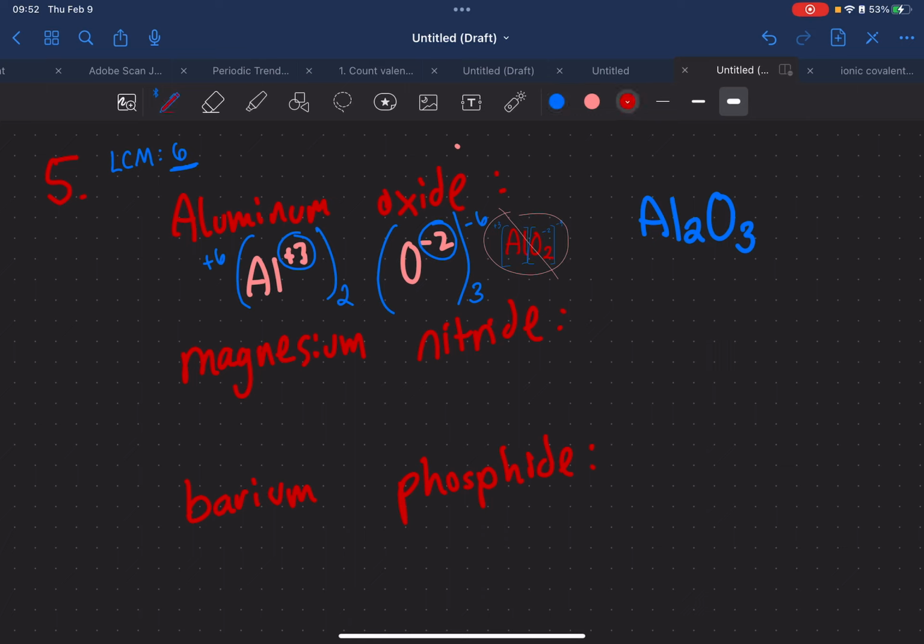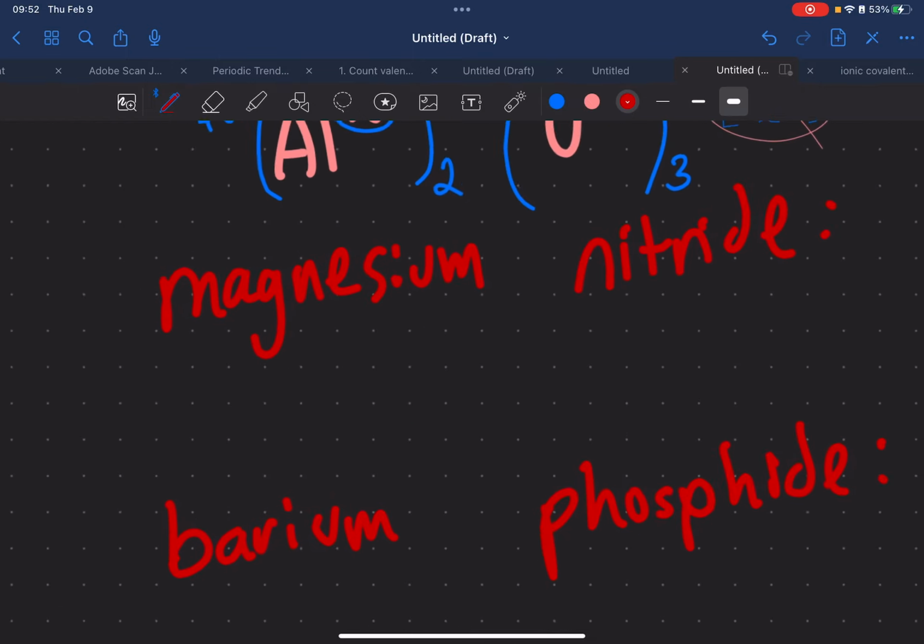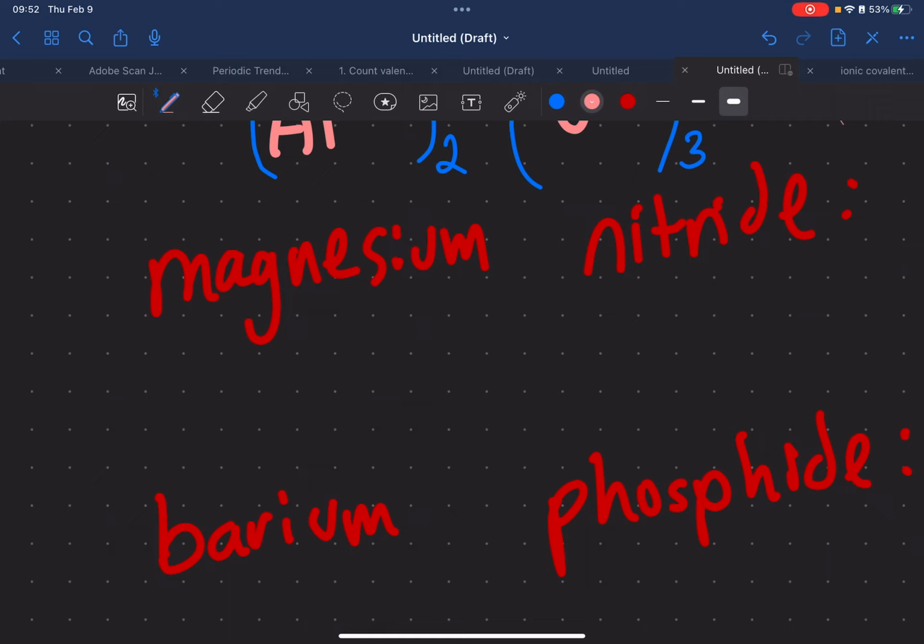Okay, now I'll give you the other two answers, and if you got these right, you can just move on. This is Mg3N2, and this is Ba3P2. Let's talk about how we got those. Magnesium nitride: Mg has a +2 charge, and nitride has a -3 charge. So again, our least common multiple is 6. I need 3 magnesiums to add up to +6, and I need 2 nitrides to add up to -6.